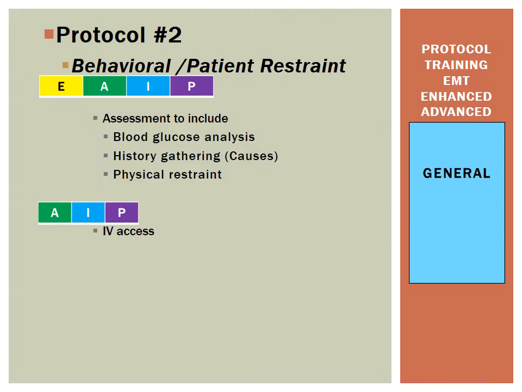Of course, just a few things in Protocol 2. For all provider levels, we must do an appropriate assessment to ensure that this behavioral emergency is not caused by a medical condition, such as blood glucose. So we're going to check the blood sugar. We're going to gather a history, find out the causes, and if need be, physically restrain the patient. And again, for our advanced providers, if safe to do so, establish IV access.